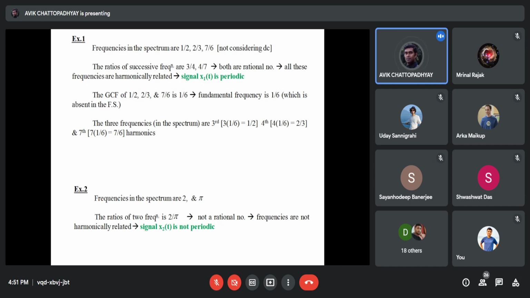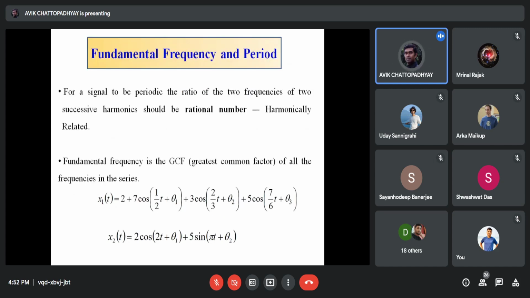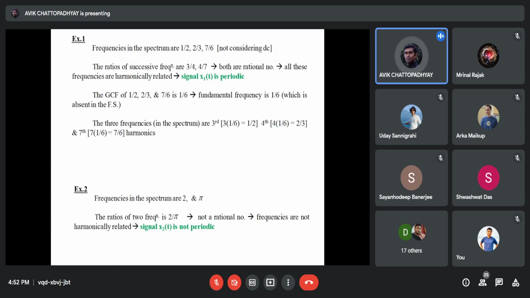So then you have to give some argument. The argument is something like this. You have to write very systematically that the ratio of the two frequencies of successive harmonics must be a rational number. Now, if you take the ratio, that will be 2 by pi, which is not a rational number. That is the indication that the frequencies are not harmonically related, and that means the signal is not periodic. That's all.